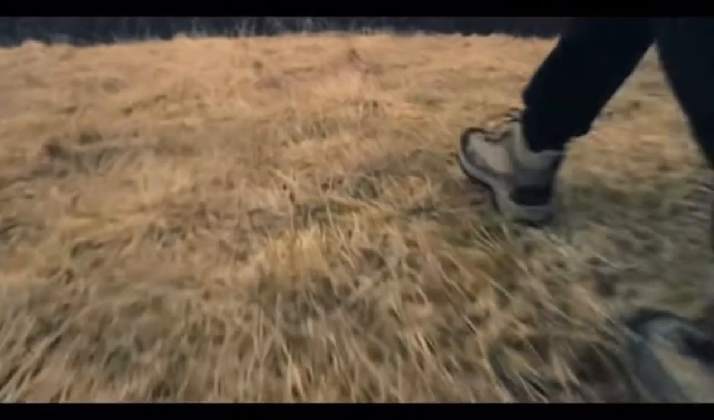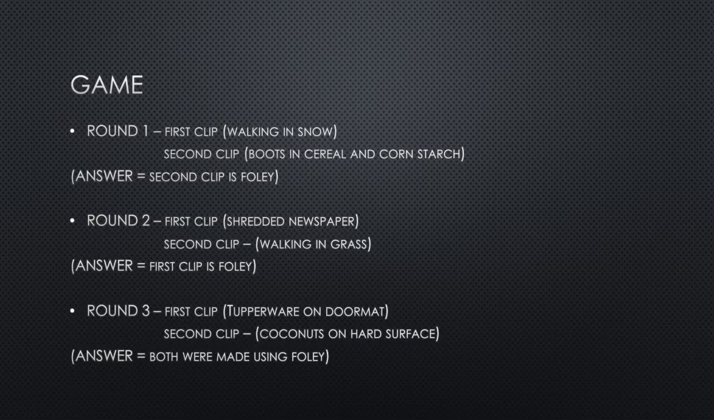The next round would be, for example, walking in grass, where one is the real clip and the other one is maybe shredded newspaper in a bag being ruffled. After each round, the fake one will be revealed and then played again. But for the final round, I would like it to be two clips of new sounds, but then at the reveal, it would be shown that in fact neither of those sounds were real and that both were made using Foley.